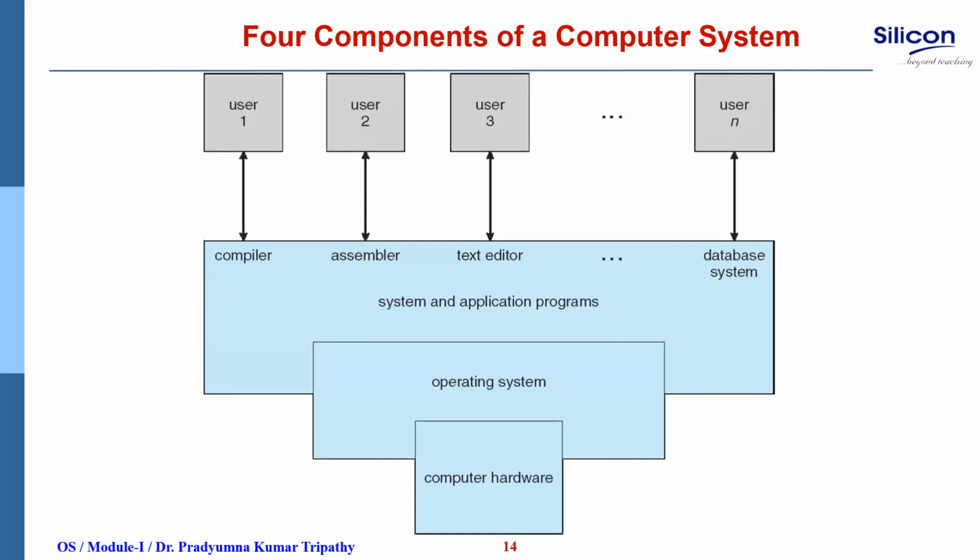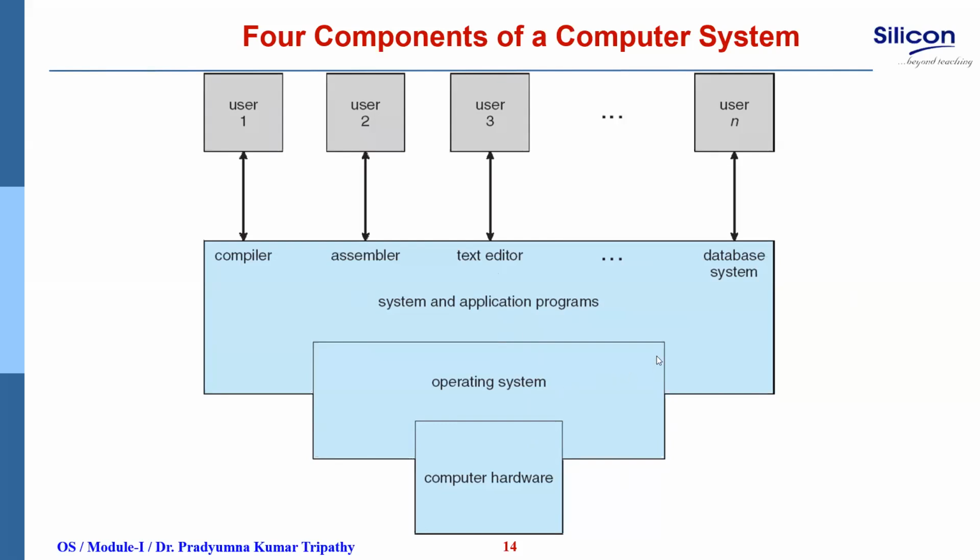So between the system and application programs and the computer hardware, the middleware is the operating system. Here the operating system stands. Our system or application programs, given by the user, are given to the operating system, and the operating system will get the work done by the computer hardware. Once the work is completed, again the operating system will return the result, will give the result to these programs.